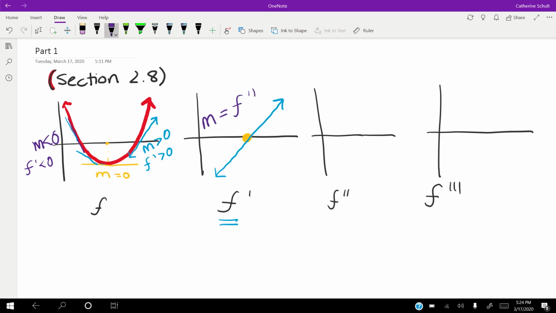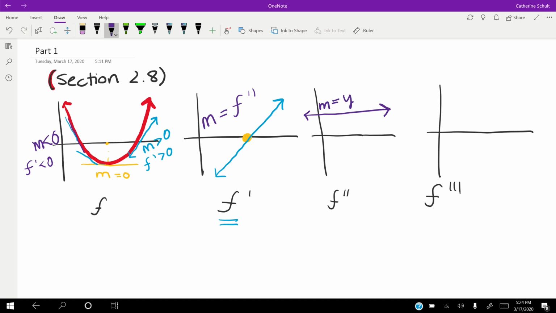Okay, so let's look at this. We have an increasing line. So is the slope positive or negative? Slope's going to be positive, so we don't really know exactly what it is, but maybe we would draw it right here. We would just want it to be positive. Okay, so that's a horizontal line, y equals m.